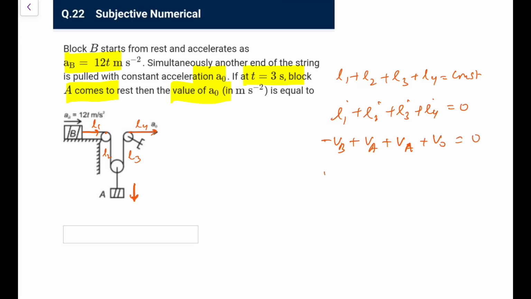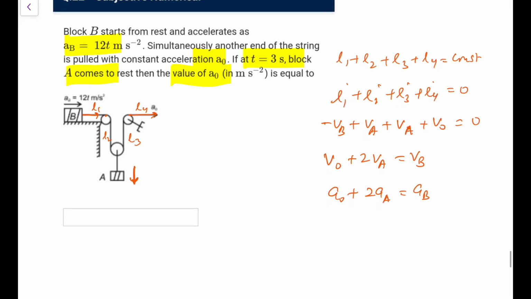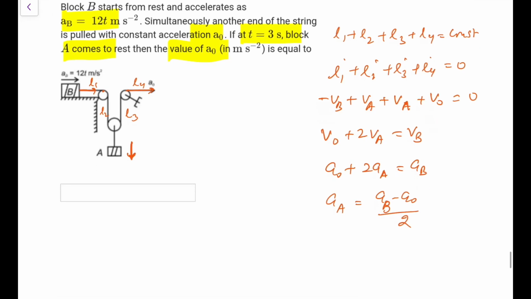So from here what we can get: V naught plus 2 VA should be equal to VB, and the similar acceleration relationship is A naught plus 2 times A of A should be equal to A of B. So that is the first relationship that we are going to get. So at any instant, acceleration of A comes out as (A of B minus A naught) by 2 downwards. So that comes out as 12t minus A naught by 2.